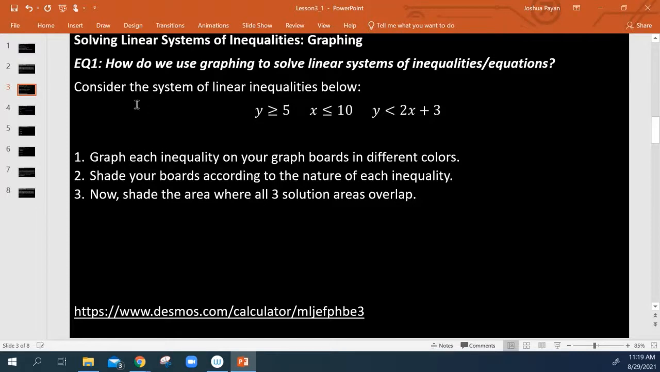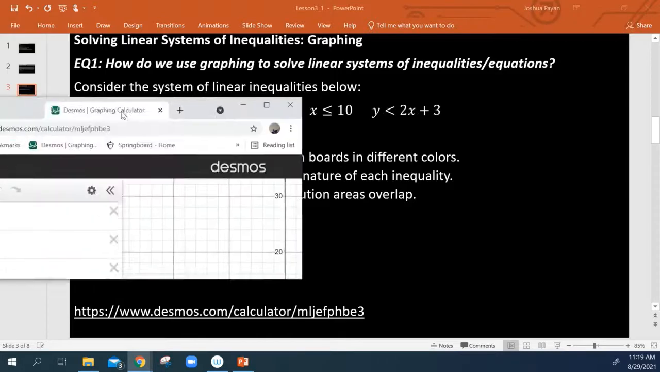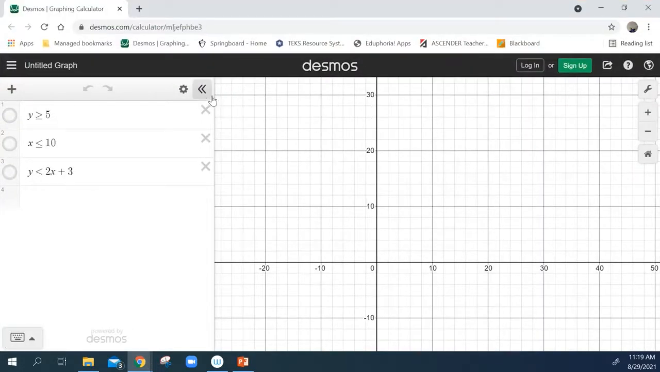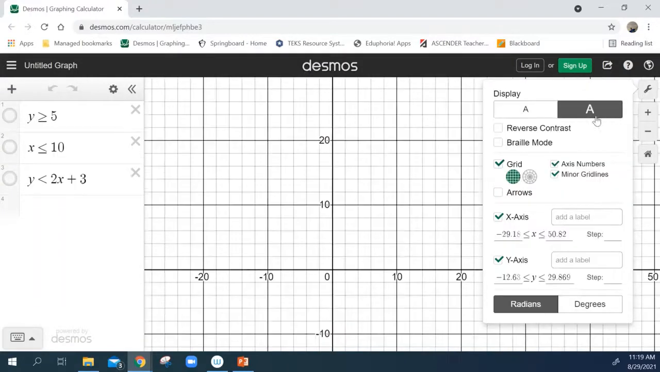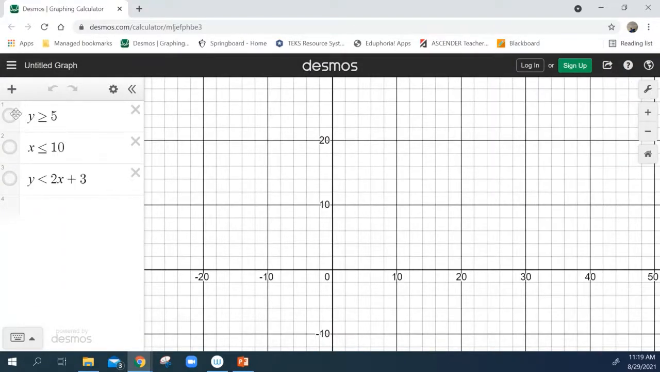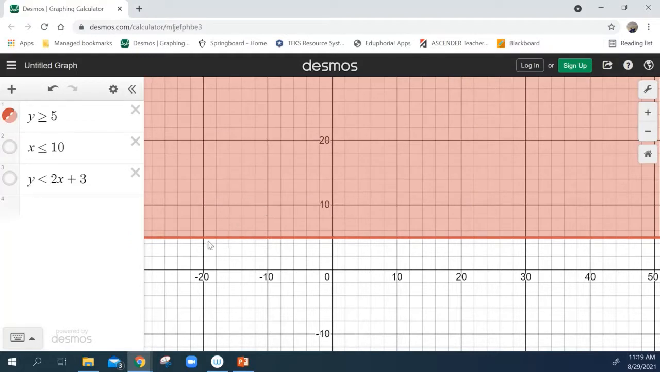So here we're being asked to solve this linear system of inequalities, right? And you don't really solve them so much as you find the solution area where your solutions can exist. Okay, so to show you what I mean, I'm just going to go ahead and use Desmos. Okay, so we've got three inequalities, and let me make this more visually friendly. There we go. So y is greater than or equal to 5, right?